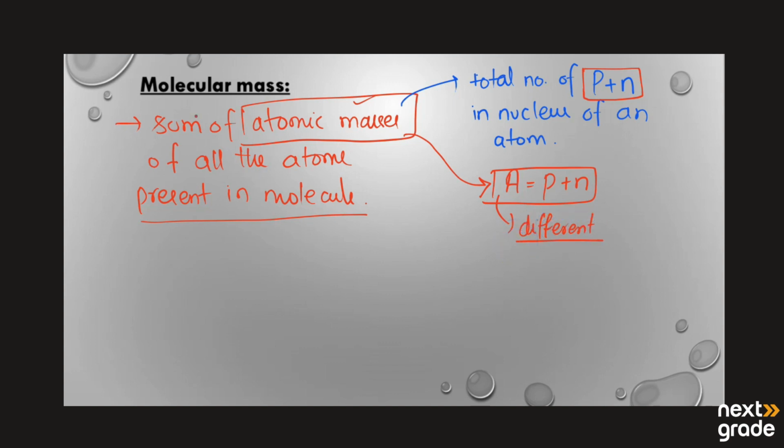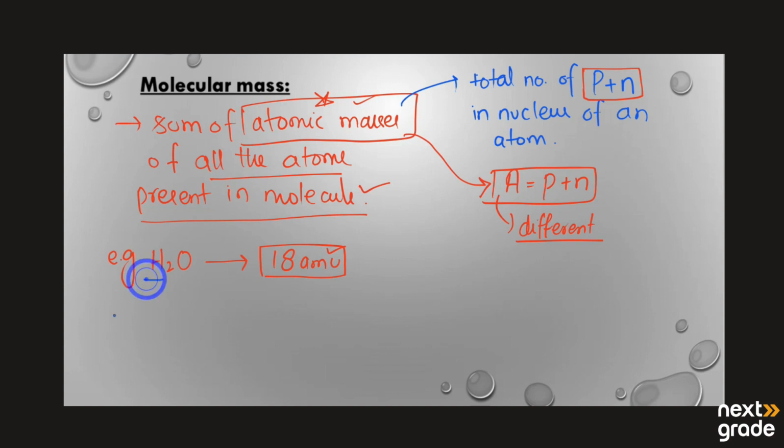So we need to take the sum of atomic masses of all the atoms that are present in the molecule. Then we get what is known as the molecular mass. For example, if we have a water molecule like H2O, its molecular mass is 18 AMU. How are we able to know that it is 18? So we need to find that.